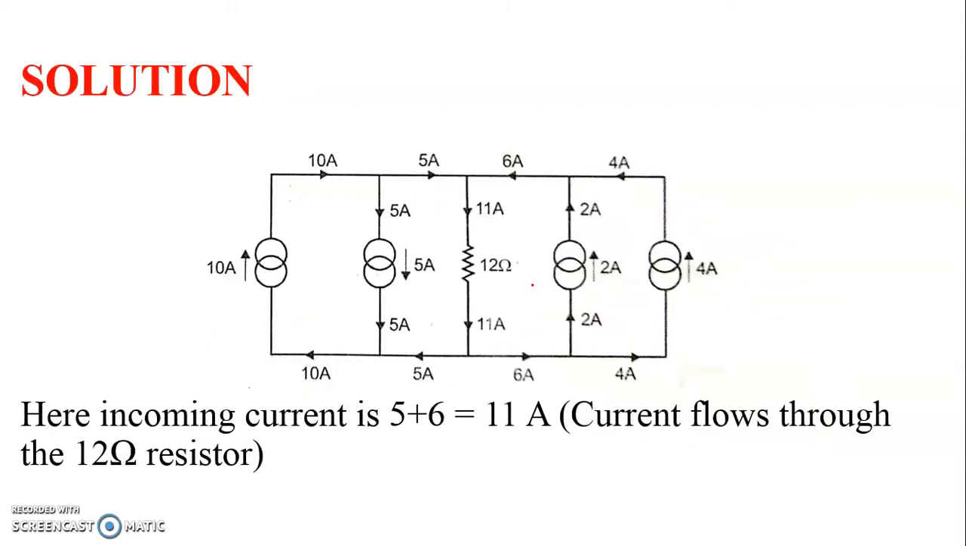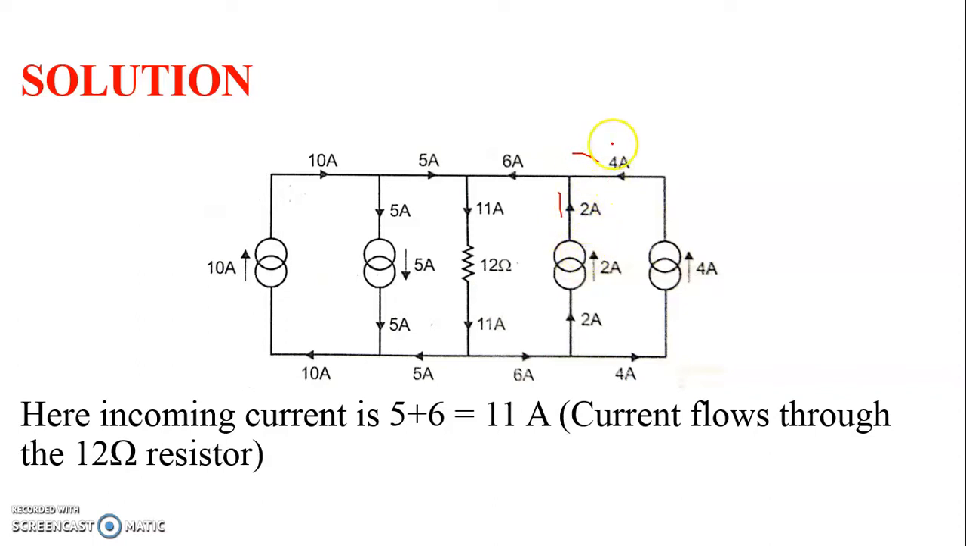So the solution of this is, here 10 amps of current is flowing. In the question they have given us 5 amps. So 10 minus 5, so 5 amps of current is flowing in this way. In this branch 4 amps of current is flowing. In the question they have given us 2 amps. So 2 amps is going this way and 4 amps is going this way.